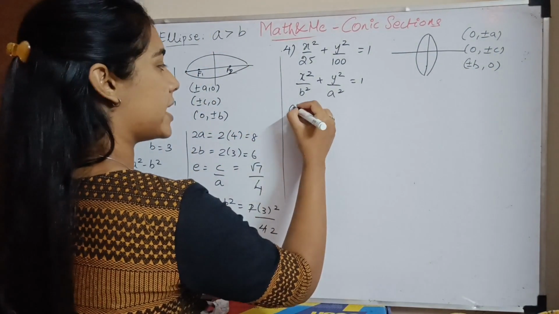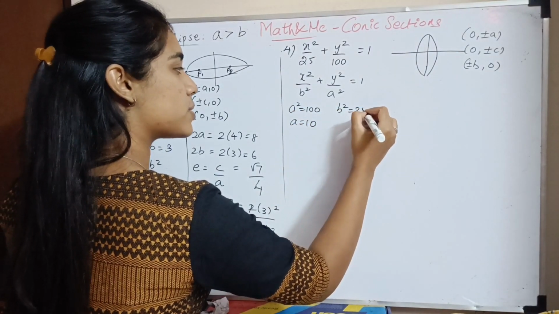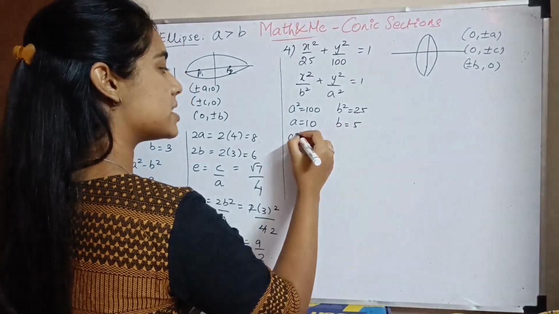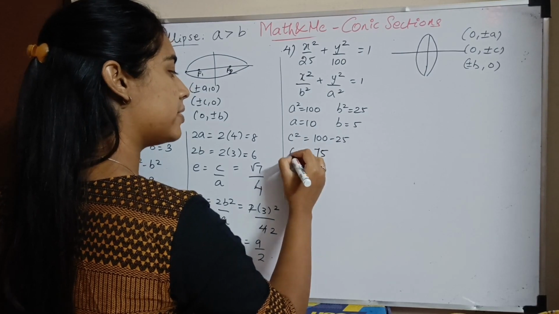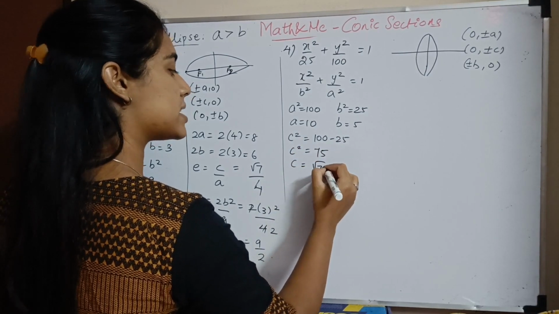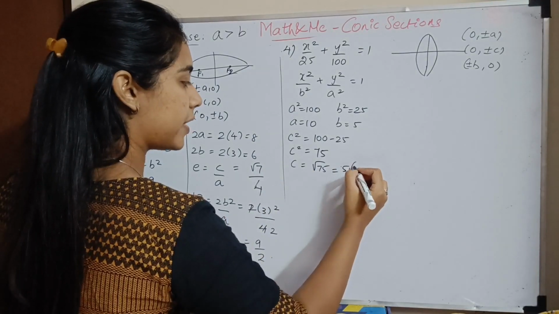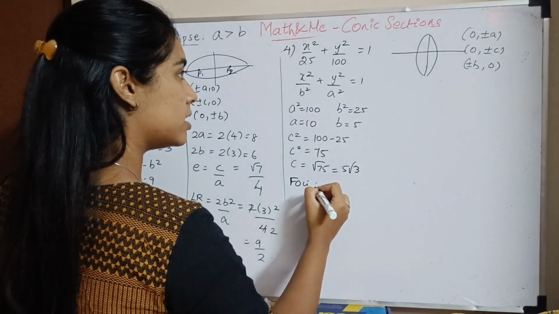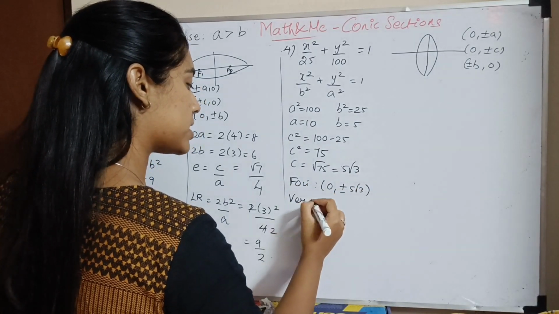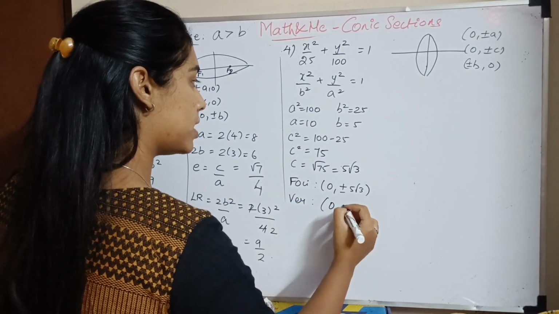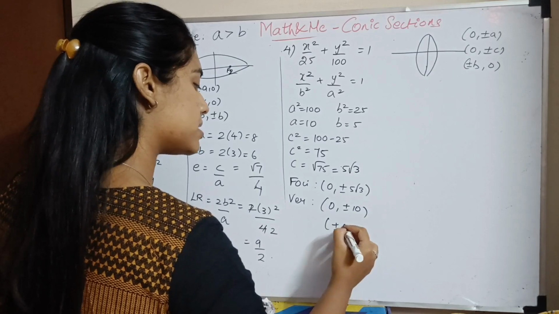Okay. So what is my a square? 100. A equals 10. B square equals 25. B equals 5. C square equals a square minus b square, which is 75. C equals root 75. Okay. Root 75, which is also 5 root 3. So foci are 0 comma plus or minus 5 root 3. My vertices are 0 comma plus or minus 10 and plus or minus 5 comma 0.